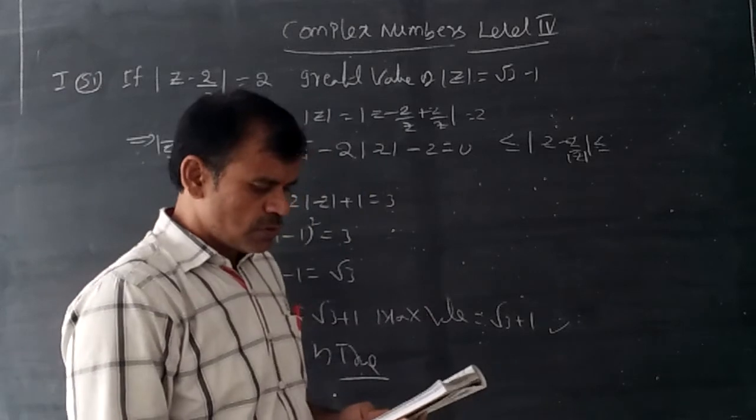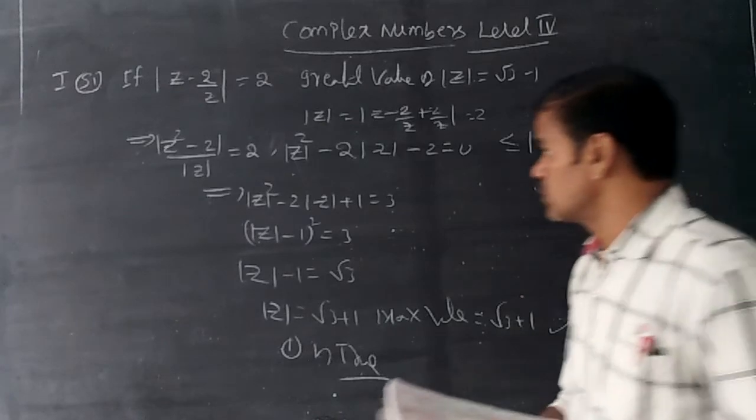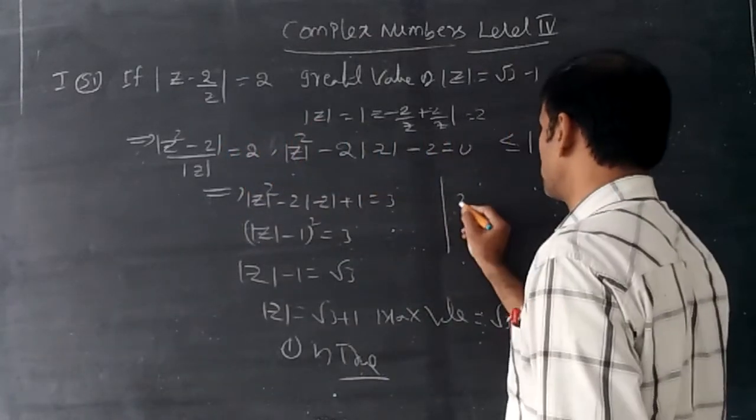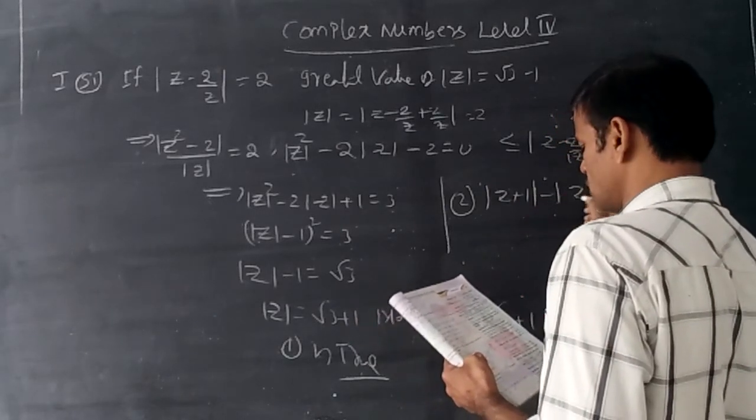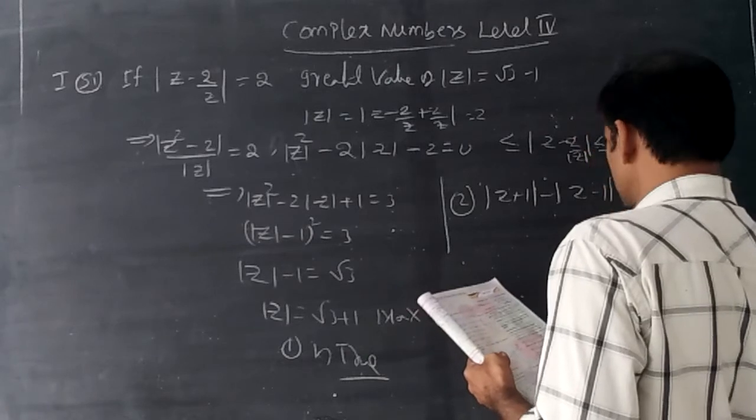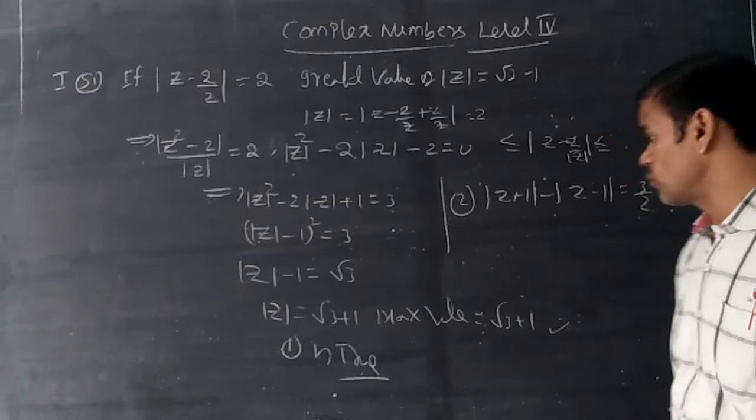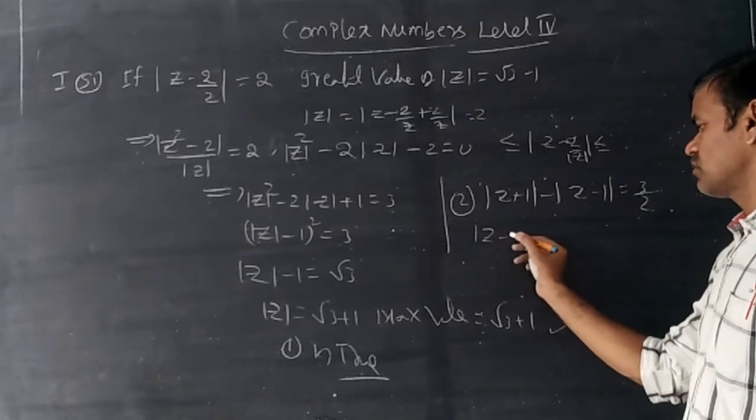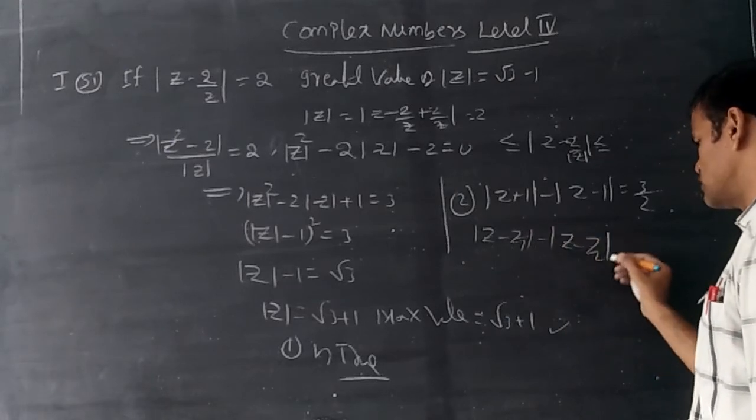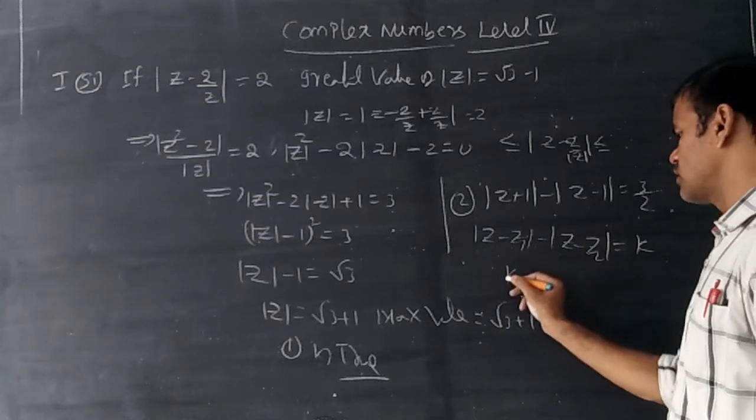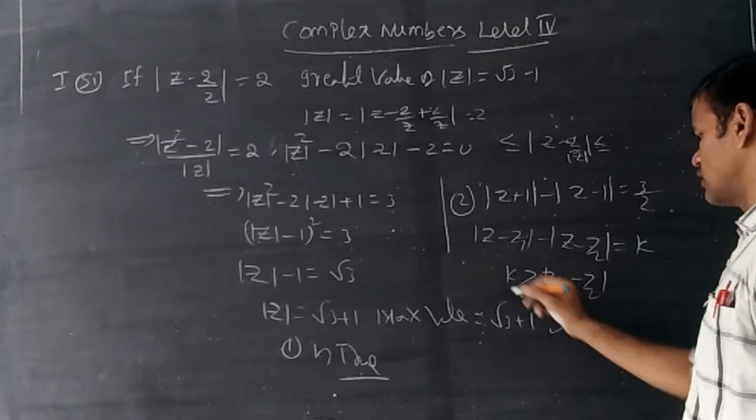Now statement 2: modulus of z plus 1 minus the modulus of z minus 1 is equal to 3 by 2. He given that the modulus z is equal to 3 by 4. For our condition, modulus of z minus z1 minus modulus of z minus z2 is equal to k, where k is greater than or less than, I think.